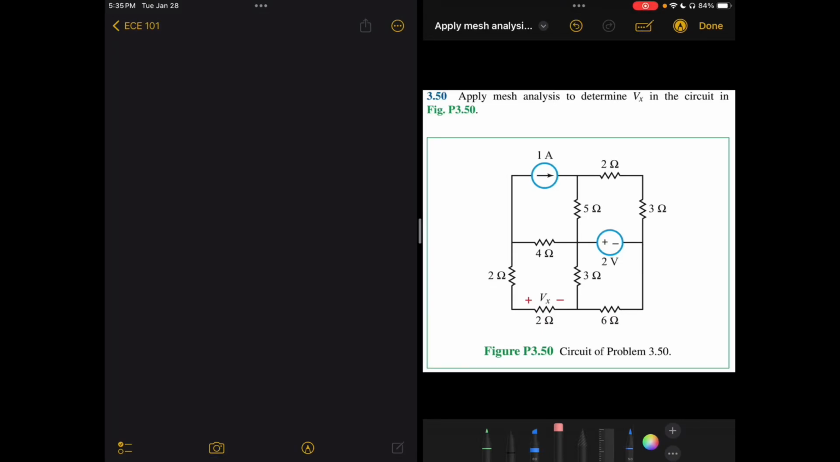Alright, so here's how to solve problem 3.50. The problem is asking us to apply mesh analysis to determine the value of Vx, which is the voltage drop across this resistor. For this problem, super meshes aren't really necessary, so that concept won't be explained in this video, but mesh analysis will.